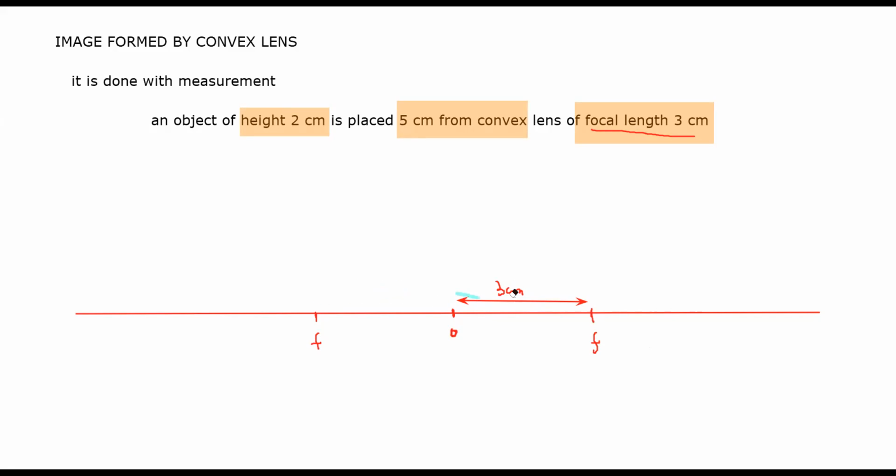No need to write this number or make these arrows, just mark a point 3 centimeter from the center of the lens. That's focus. Is it clear? On the left and the right hand side. Measure with a ruler or a scale and mark 3 centimeter.